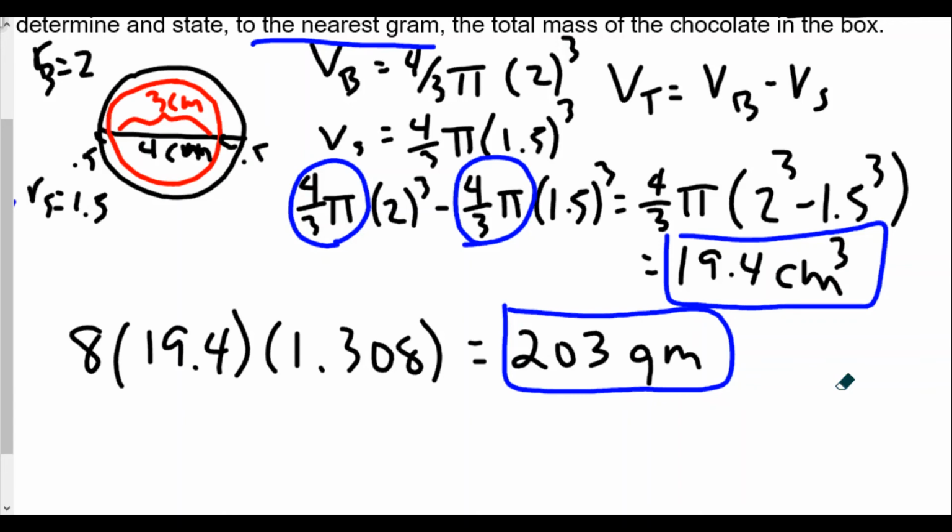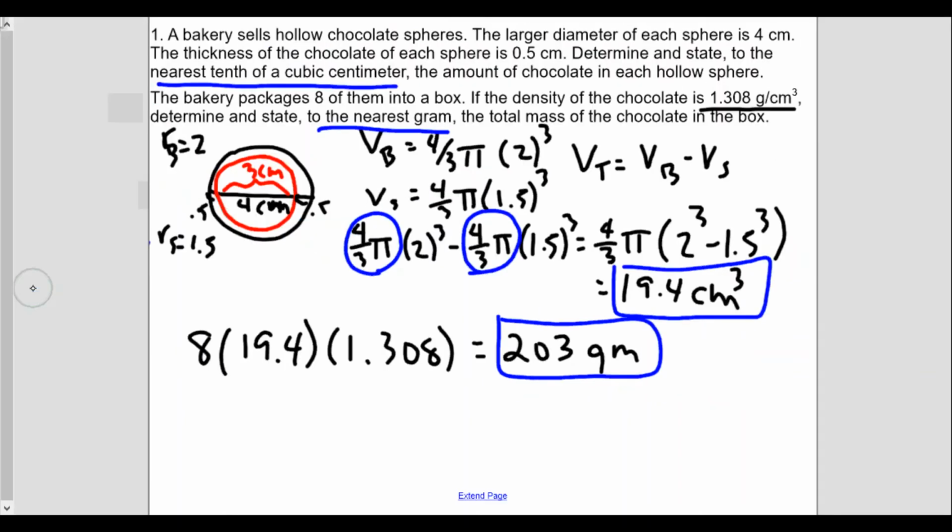Okay, ladies and gentlemen, so with the full screen, the key thing was we wanted to find the volume, and here it's almost like a shaded region problem. We found one volume and took away the second volume to find the leftover volume, and then from that we used the idea that there are 8 of these in a package. So we multiplied it by 8 of these hollowed-out chocolate spheres.